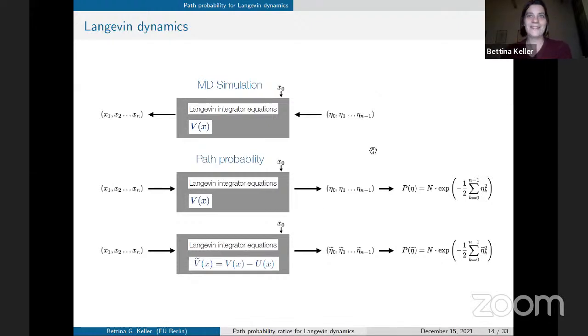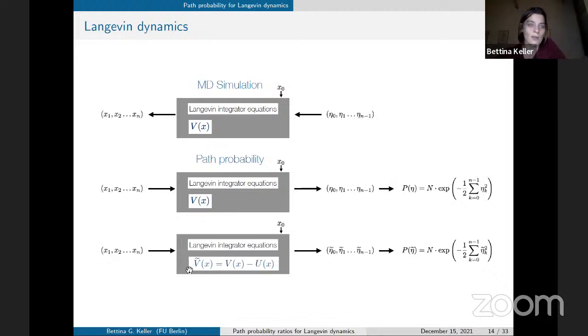Okay, so here's the idea. Same thing in pictures, so to say. In an MD simulation, what you do is you generate a sequence of random numbers. You have an initial point, you have your integrator equations, and that's kind of a black box, and it returns positions. Now if you want to calculate the path probability, you reverse this process. You take your positions and you reverse the equations, and you get out the sequence of random numbers that you would have needed to generate this path, and you can calculate very easily the random number probability, which is then equal to the path probability.